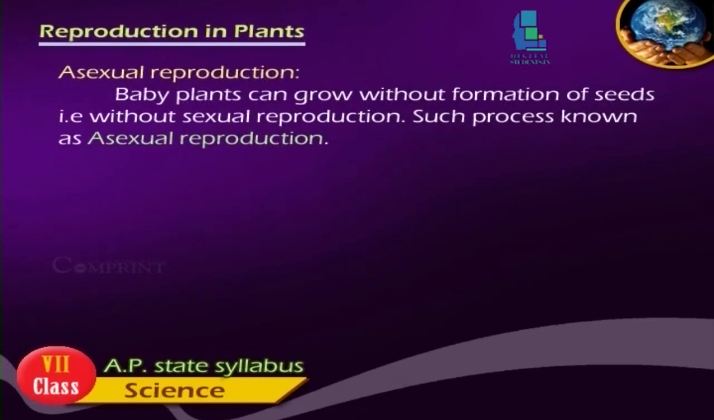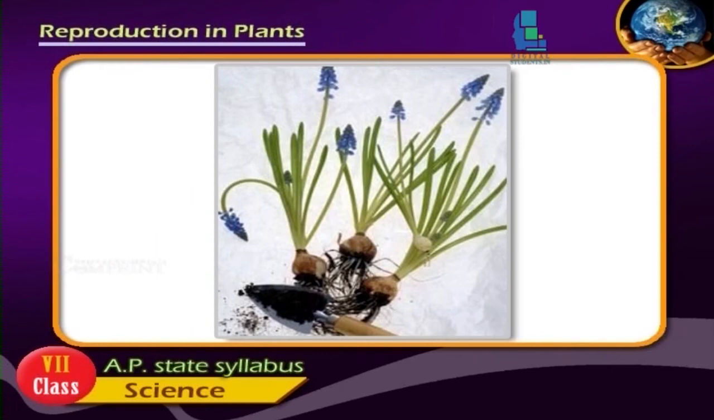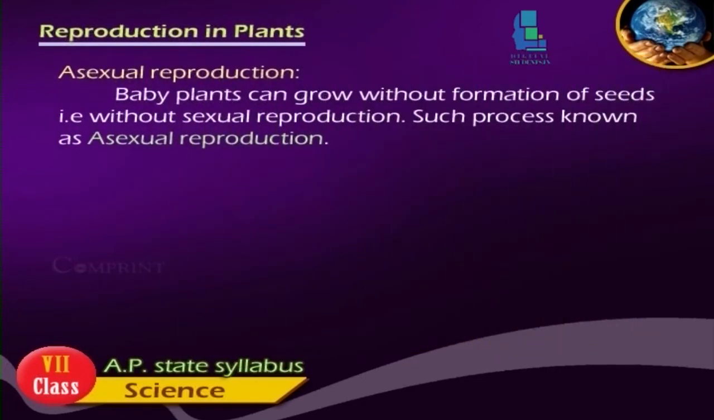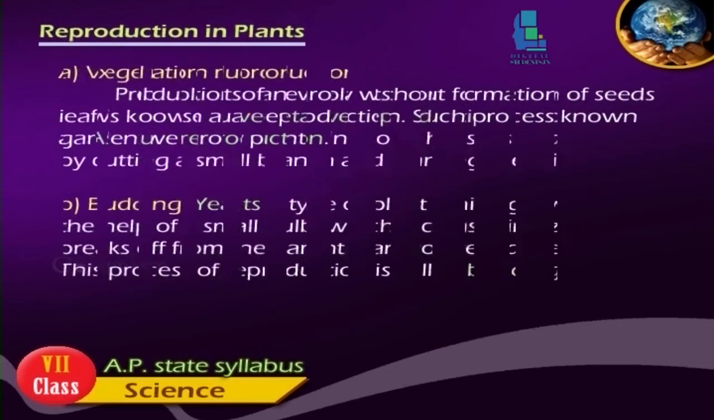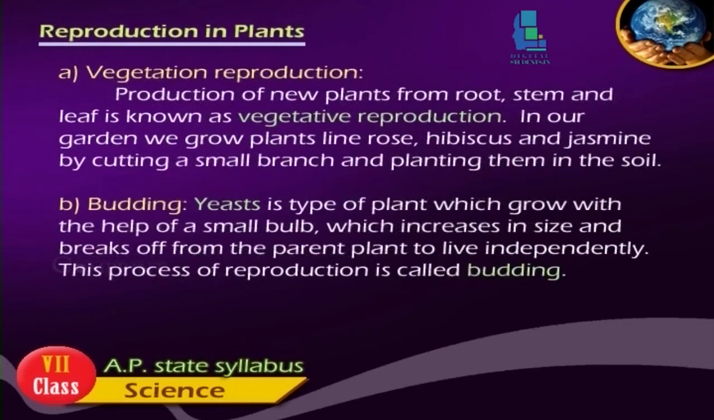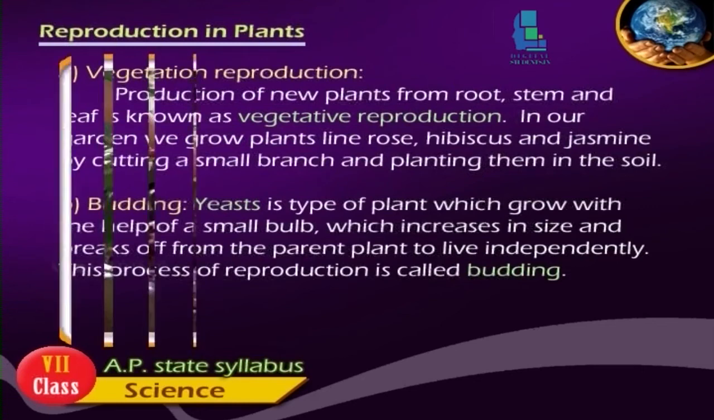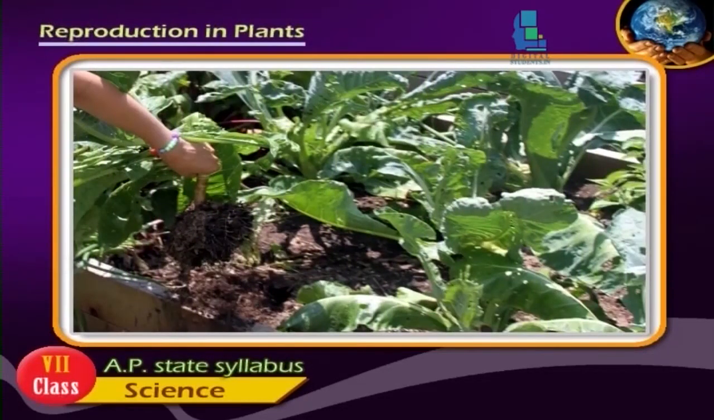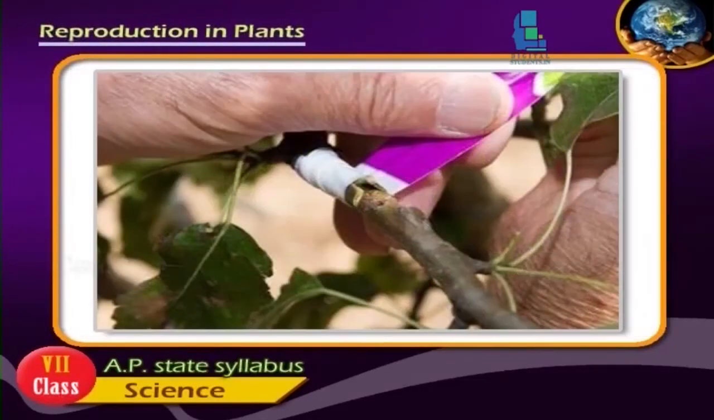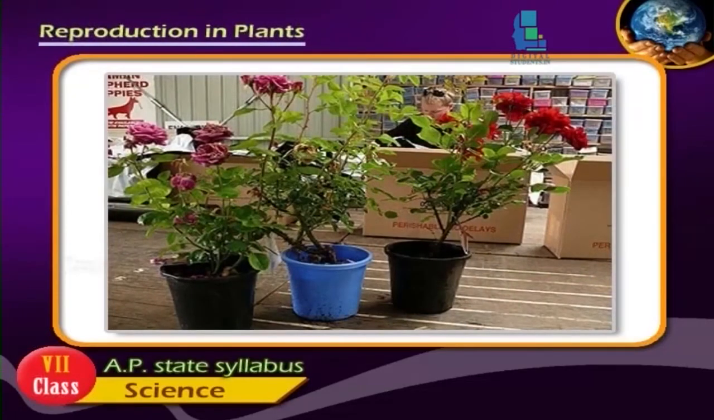Asexual reproduction. Baby plants can grow without formation of seeds, that is, without sexual reproduction. Such a process is known as asexual reproduction. Vegetative reproduction. Production of new plants from roots, stem and leaves is known as vegetative reproduction. In our garden, we grow plants like rose, hibiscus and jasmine by cutting a small branch and planting them in soil.